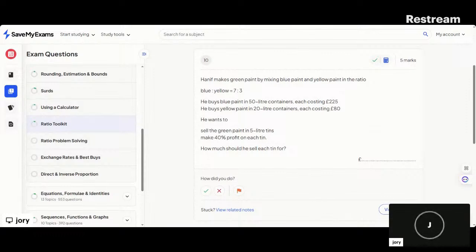Okay, so we're going to first figure out how much paint he's going to buy, right? To make one batch of green paint, you need 7 to 3.